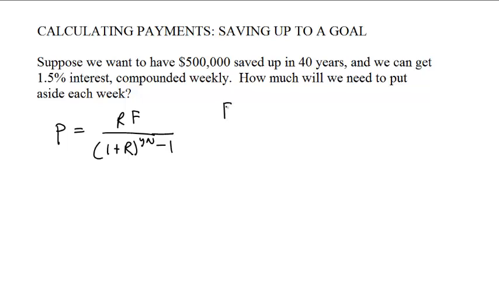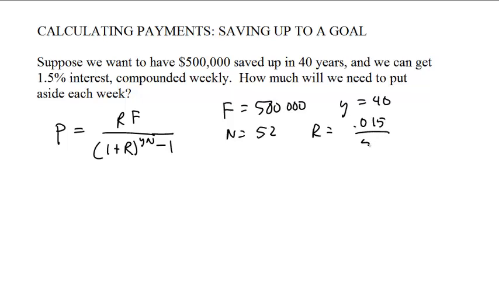What have we got? The final amount that we want to end up with is $500,000. The number of years is 40. N is weekly, so that is 52 times a year. And our rate of interest is going to be 0.015 divided by 52.